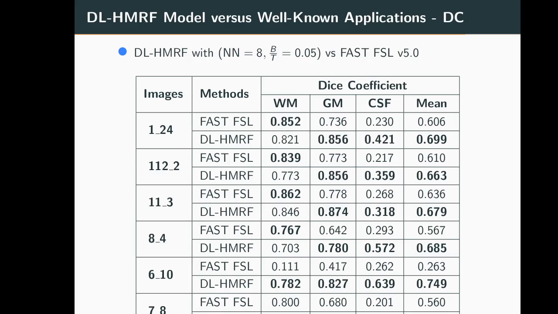There are many well-known and powerful applications in the brain image segmentation field like FreeSurfer, SPM, and FastFSL. We have noticed that they give good segmentation with slight differences. For that, to simplify, we have compared our model with the best parameters with the last release of the FastFSL application. Through the results, we noticed that our model generally gives the best results.